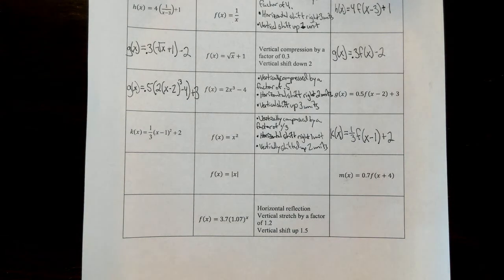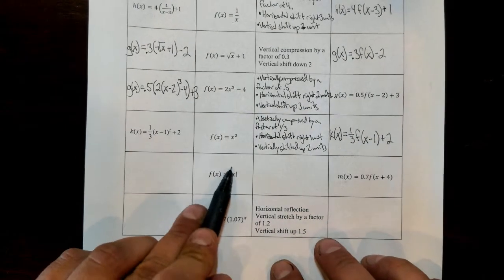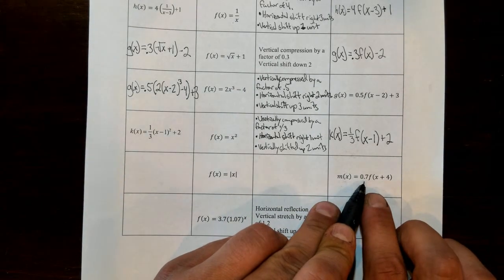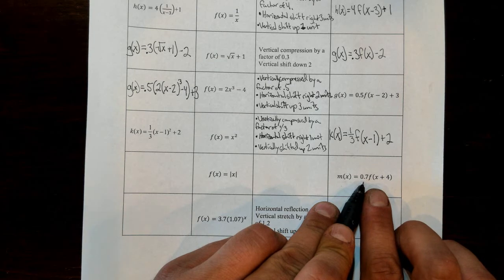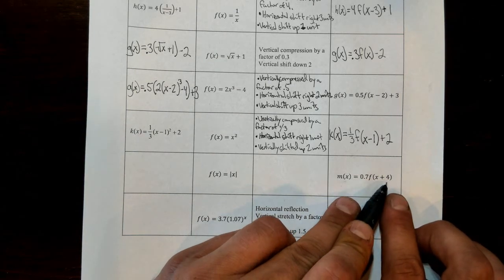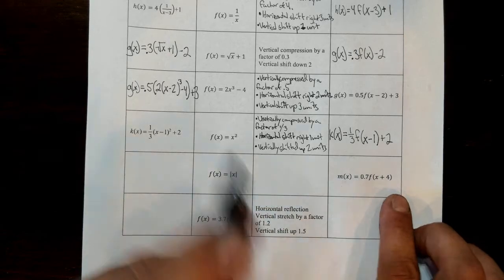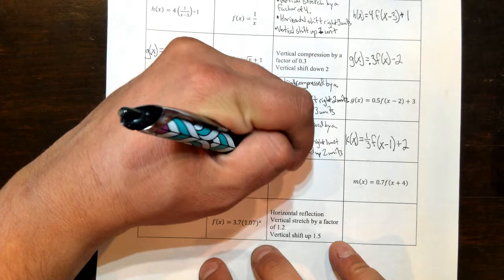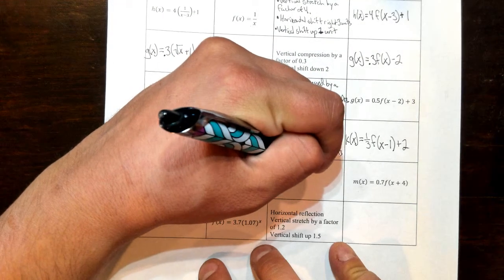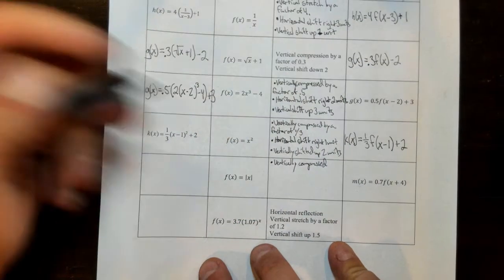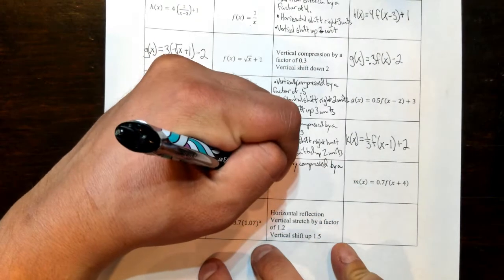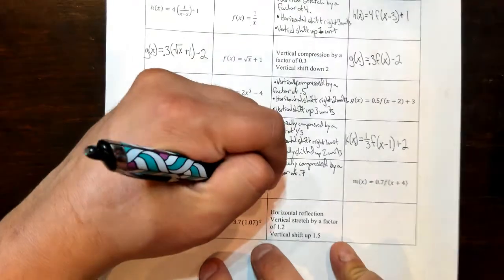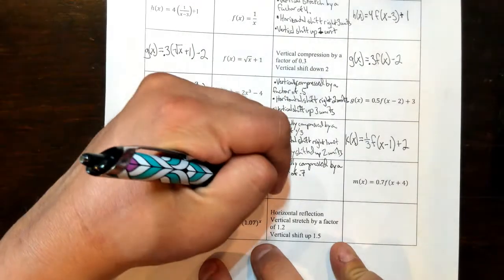Awesome. All right, so the next one we're just given the parent function and the transformed function in terms of the parent function. So the parent function here is an absolute value function. So what is happening over here? Well, it's being compressed, since it's less than 1, by a factor of 0.7, and it's being shifted left 4 units, a horizontal shift left 4 units. So we can say vertically compressed by a factor of 0.7, and we're also shifting it left 4 units.